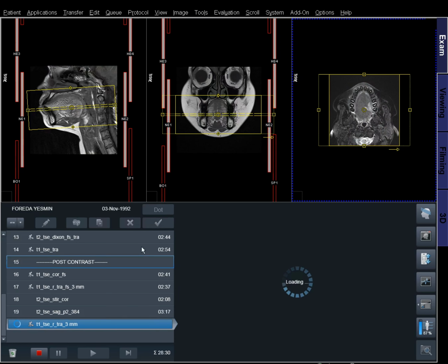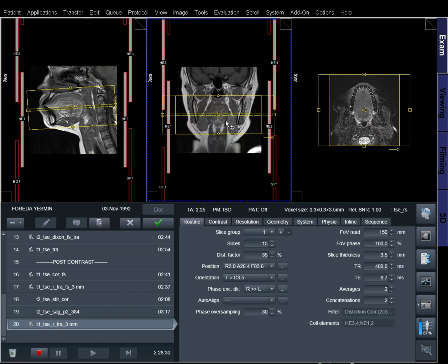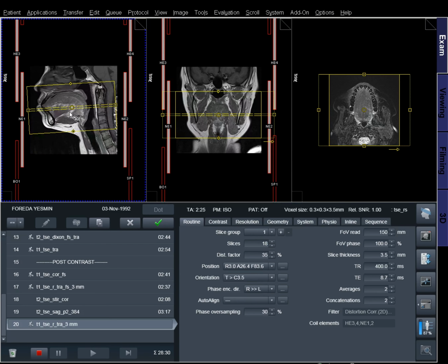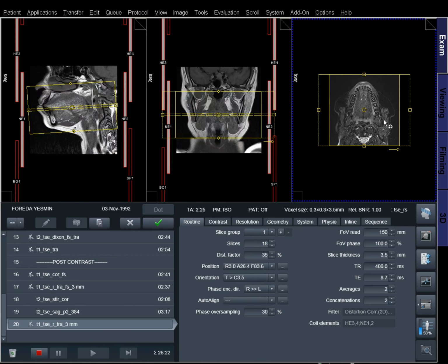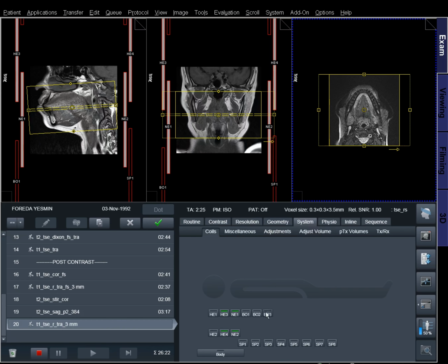T1 TSE Axial Planning. Plan the axial slices on the sagittal plane. Angle the position block parallel to the hard palate. Check the positioning block in the other two planes. An appropriate angle must be given in the coronal plane, perpendicular to the nasal septum. Slices must be sufficient to cover the face from the glabella down to the larynx.